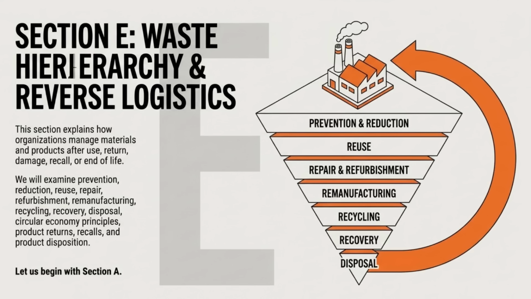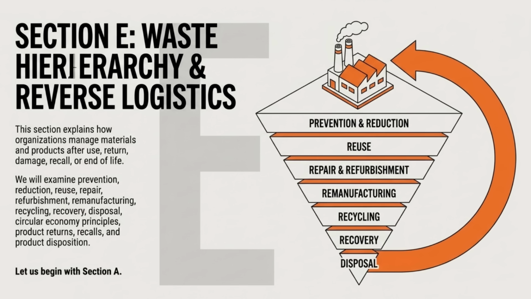Section E, Waste Hierarchy and Reverse Logistics. This section explains how organizations manage materials and products after use, return, damage, recall, or end of life. We will examine prevention, reduction, reuse, repair, refurbishment, remanufacturing, recycling, recovery, disposal, circular economy principles, product returns, recalls, and product disposition.